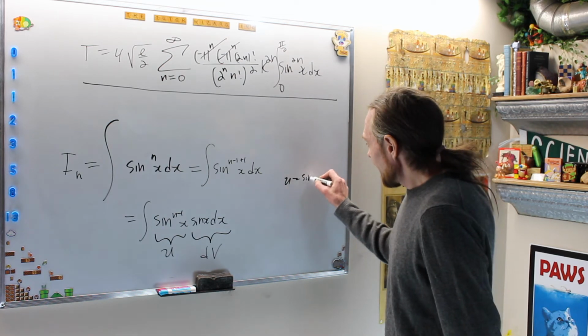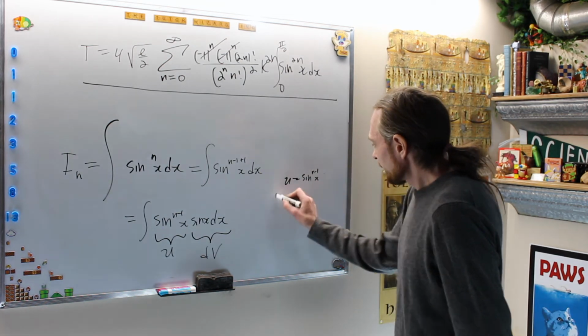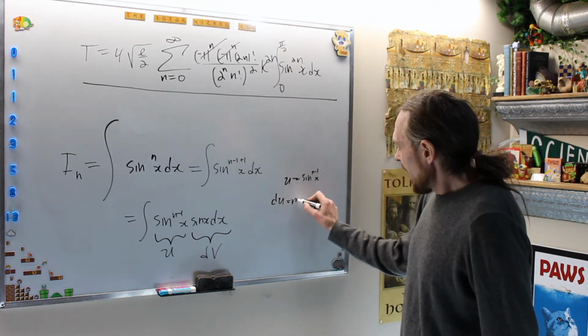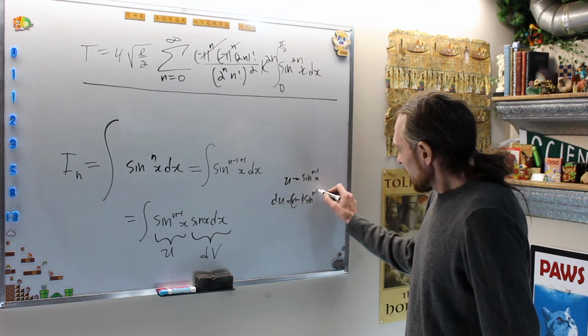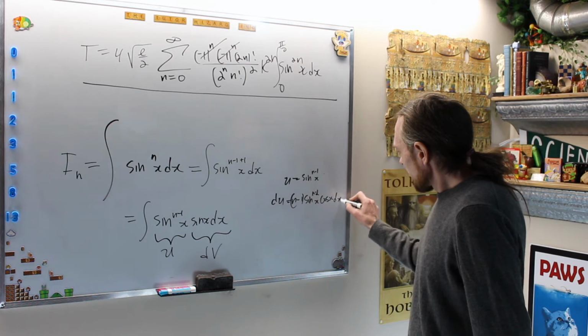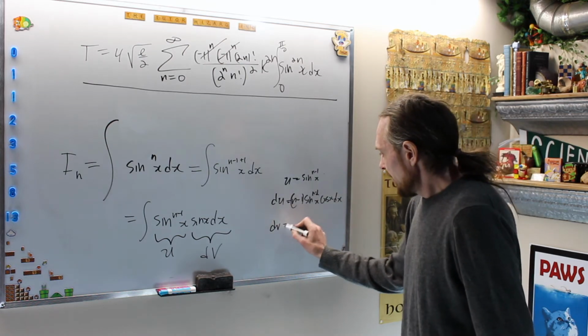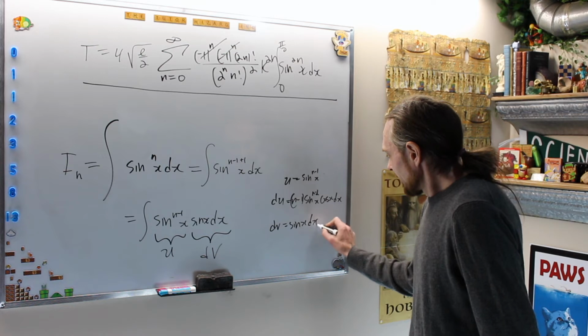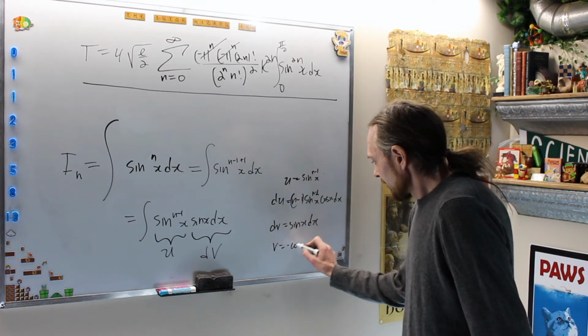u is sine to the n minus 1 of x. du is, by the chain rule, n minus 1 times sine to the n minus 2 of x times cos x dx. And dv is sine x dx, which means that v is negative cos x.